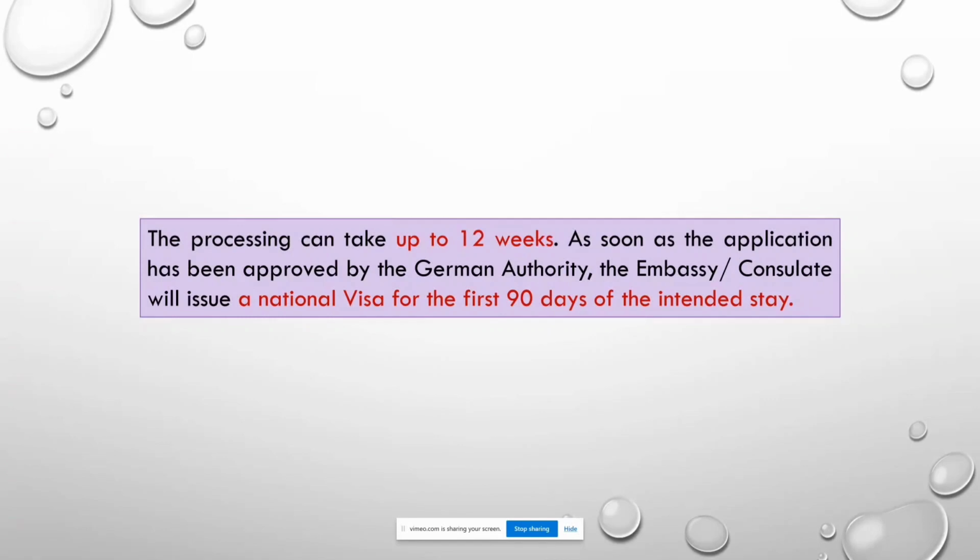The processing can take up to 12 weeks as soon as the application has been approved by the German authority. The embassy consulate will issue a national visa for the first 90 days of the intended stay. This is a kind of misconception, guys, that when we say we have spouse visa, we can stay for a long time here in Germany. No, spouse visa just has 90 days validity, and within these days you need to apply for your residence permit, or else it will expire and you need to go back to the Philippines. So let's go with the summary.